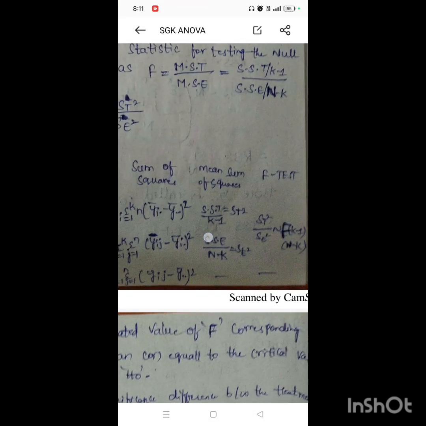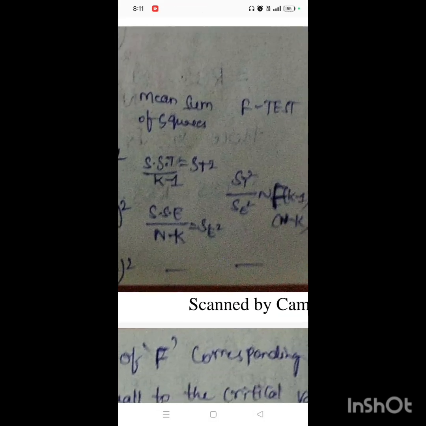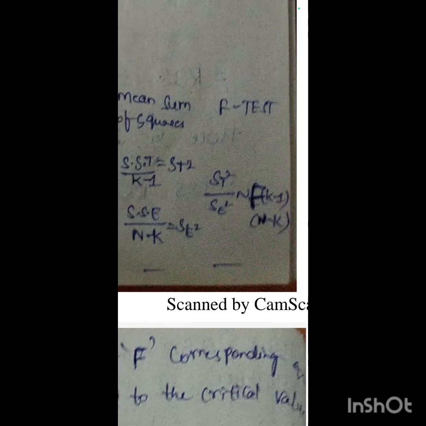This is the ANOVA one-way classification table, a very important table. Sources of variation, degrees of freedom, sum of squares, mean sum of squares, and the final F test statistic. So k minus 1, N minus k, and capital N minus 1 is the total. These are the formulas, and the mean sum of squares are also substituted: S T square divided by S E square follows F with k minus 1 and N minus k.